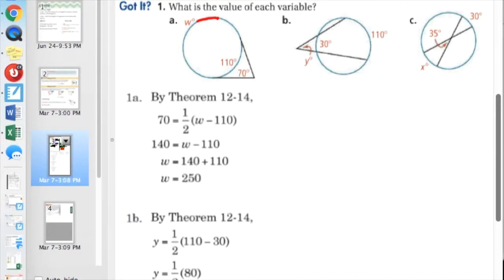Please recall that the full rotation around the circle is 360 degrees. And because I know that part of my rotation from here to here is 110, all I got to do is subtract 110 degrees from my total rotation to find that W is indeed 250 degrees.